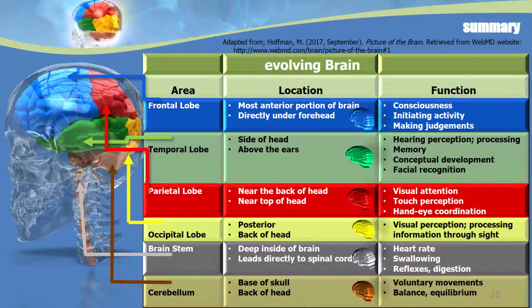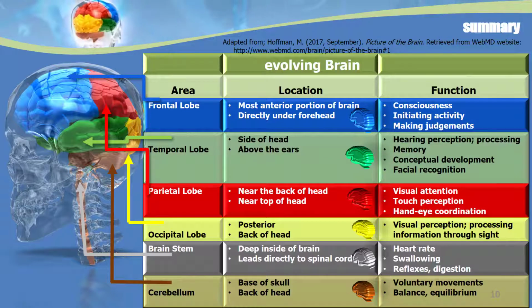The parietal lobe is responsible for visual attention, touch perception, and hand-eye coordination. Damage to this area would potentially render a person without ability to perceive touch or lack hand-eye coordination. The occipital lobe is responsible for visual perception, processing information received through sight. Damage to this area would potentially render a person visually challenged or possibly blind.